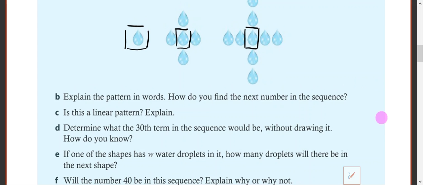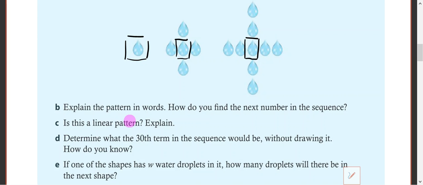So, nice and simple to begin with. Explain the pattern in words. Add 4 each time, yeah? It goes up by 4. So it's 1, then add 4 is 5, add 4 is 9, add 4 is 13, add 4 is 17, and so on. Now, n is 1, 2, 3, 4, 5.